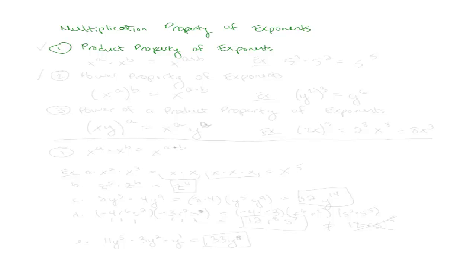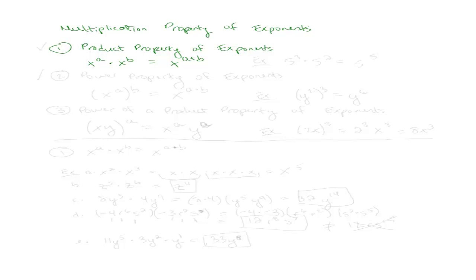And that rule says if we have two numbers with the same base, so here we have the base being x in both cases, the power in the first one being a, the power in the second one being b, I'm going to keep the same base, which is going to be x, and I'm going to add up my exponents. So that's a plus b.